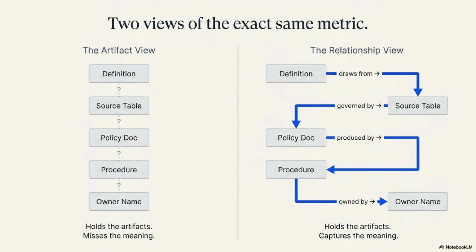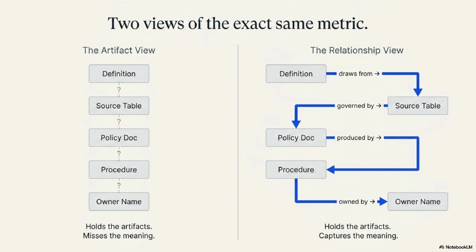Here is the same metric, drawn 2 ways. On the left, the artifact view. A clean list: a definition, a source table, a policy document, a procedure, an owner's name, everything you'd want, sitting in a row. It looks complete, but notice what it can't tell you. It can't tell you that this definition draws from that source, governed by this policy, produced by that procedure, attested by this person. The connections aren't there.